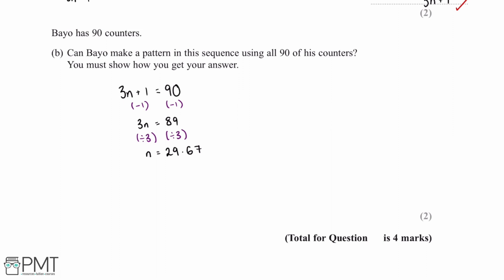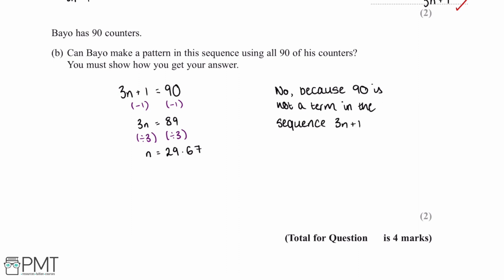Now if 90 was included in the sequence 3n plus 1, then n would be equal to a whole number, because n is the number of the term. So therefore Bayo cannot make this pattern from 90 counters. So the final thing we'll want to do is write a summary statement. So we can write something along the lines of, no, Bayo cannot make a pattern with 90 counters, because 90 is not a term in the sequence 3n plus 1.